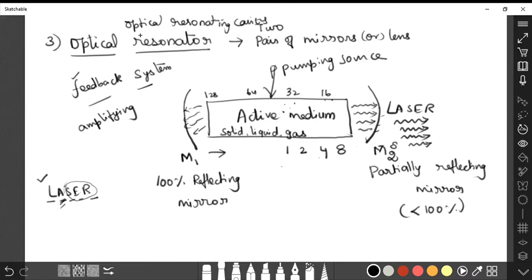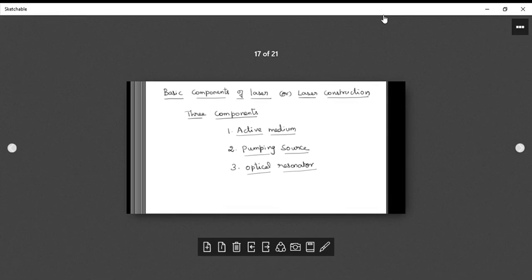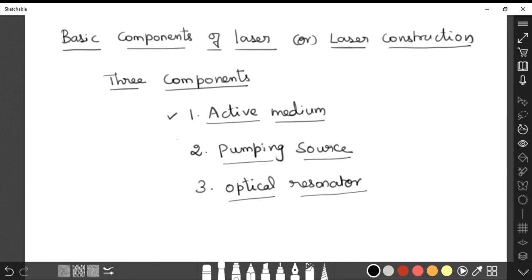Now the optical resonator is also known as the optical resonating cavity. Different names it is having. Once again I will repeat, listen carefully. The active medium is kept in between the pair of mirrors, one is M1 and another one is M2. M1 is a 100% reflecting mirror and M2 is a partially reflecting mirror. So light is bounced back and forth between the mirrors M1 and M2. Finally, it allows the maximum intensity beam of laser to come out from the partially reflecting mirror. So these are the three components which are required to produce the laser light: one is the active medium, another one is the pumping source, and the third one is the optical resonator.